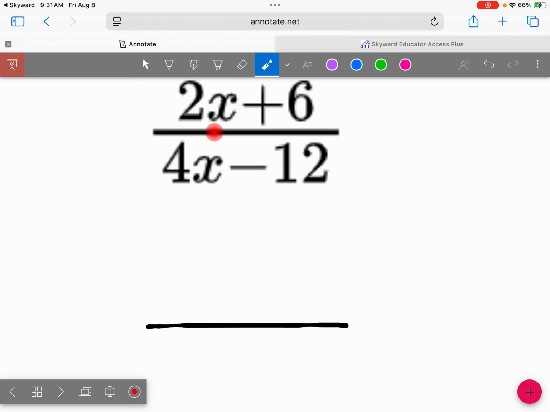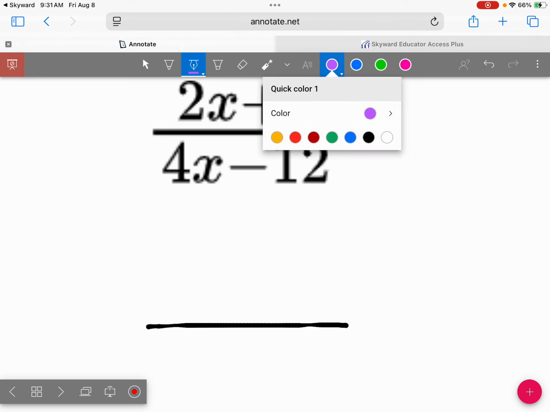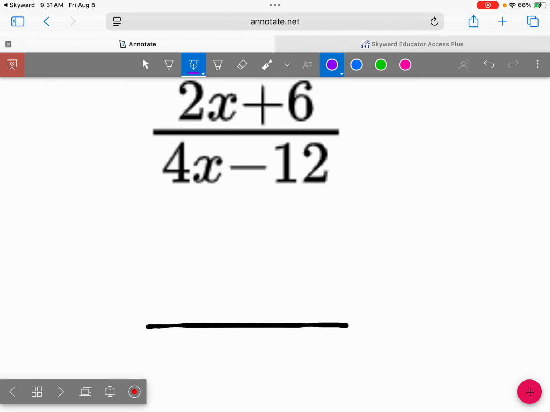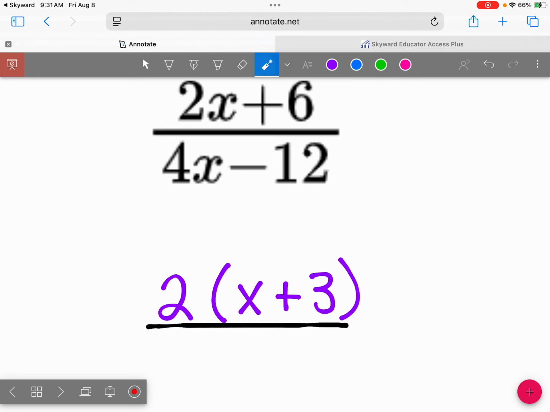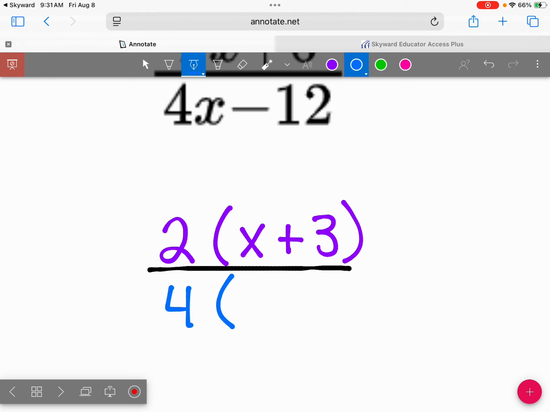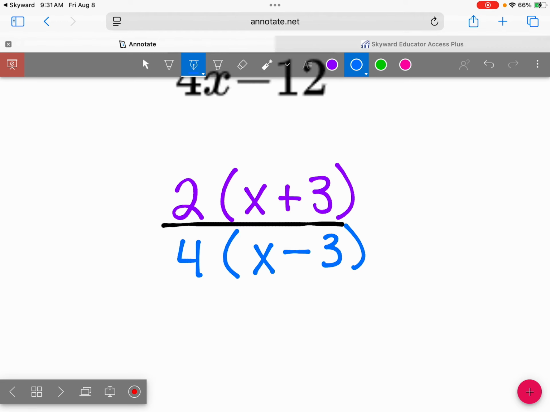In our numerator up here, what do we have as a greatest common factor between 2x and 6? 2. And that's going to leave us with our factor of x plus 3, right? What do we have as a greatest common factor on this bottom one, 4x minus 12? 4. Leaving us with just an x minus 3. Now do we have something we can simplify? Yeah, the 2 and the 4. That'll simplify down to be what? 1 over 2. They're both divisible by 2.